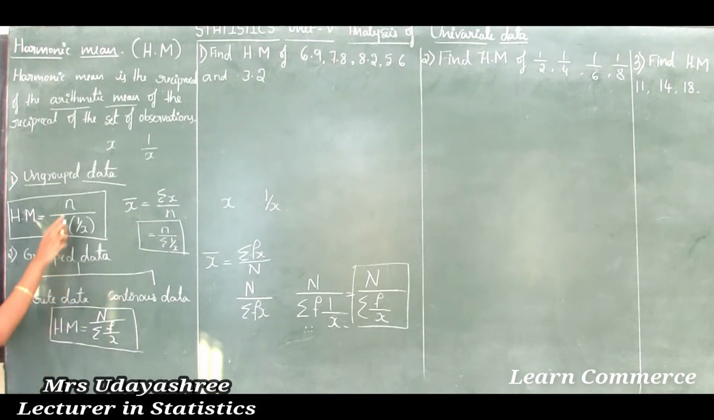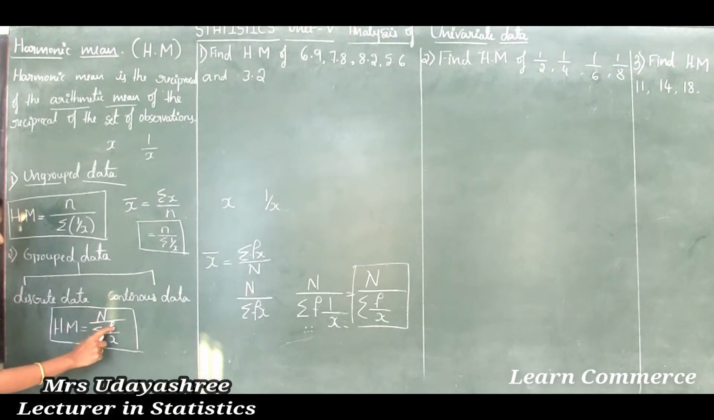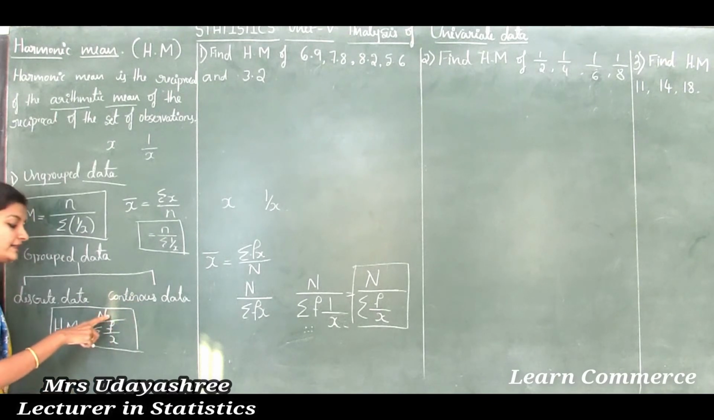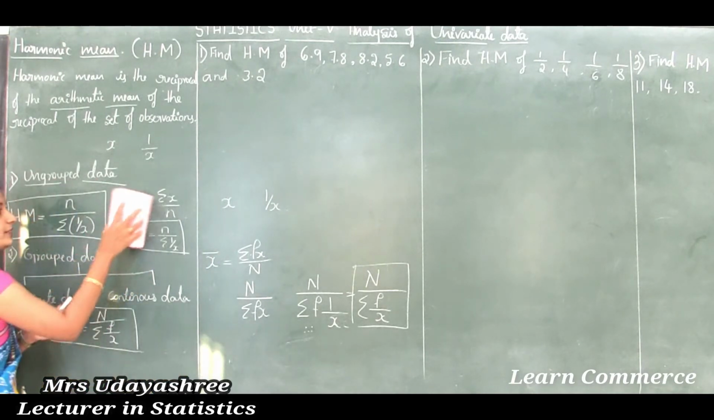See here, small letter n in the sense that is number of observations, and x is the set of observations. Here capital letter N, in case of discrete data, is total frequency, f is frequencies, and x is value of variable. And in case of continuous data, capital letter N is total frequency, f is frequency, x is midpoint of the class interval. So this is all about the formulas of harmonic mean.